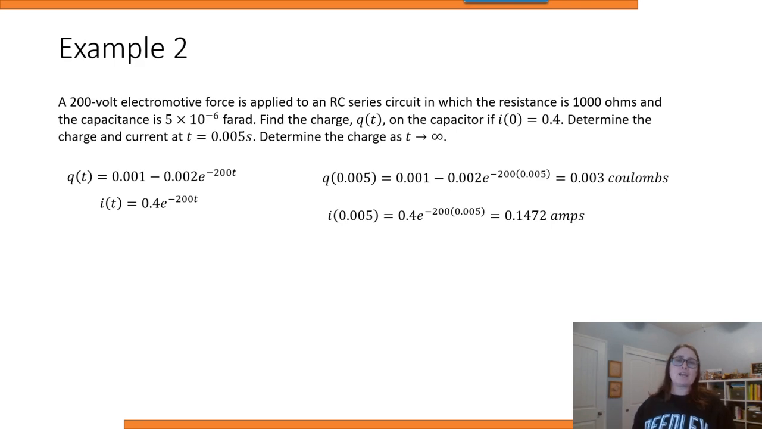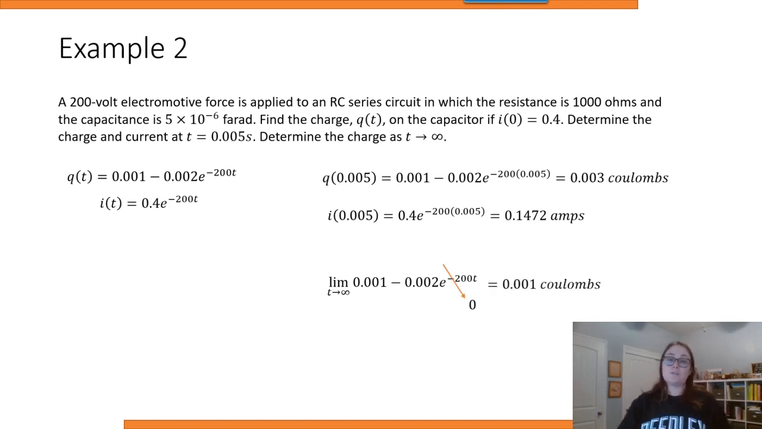Okay, and the last thing they ask for is what is the charge as t approaches infinity? This is the kind of thing we might be thinking about. If I just take this circuit and turn it on and let it run, what happens to the charge over a long period of time? Taking the limit as t approaches infinity will give us that answer. And that e to the negative 200t is going to approach 0. So we get just 0.001 coulombs for that limit. All right, and that's how you do a problem with a circuit in it.